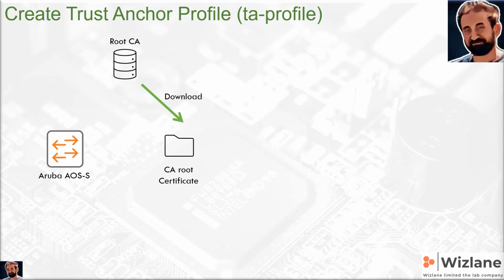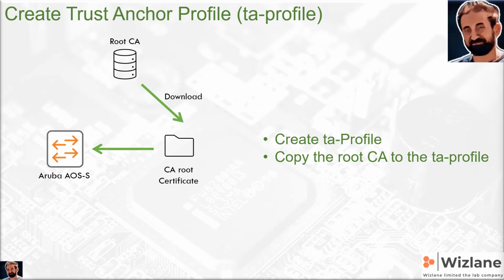That could be anything, like Central On-Premises or some other authentication server. Then we would like to create a TA profile on the switch. We will copy the root CA to the switch. After that, the switch would be able to trust the root CA. So the relationship between the switch and the root CA will be that the switch accepts that root CA certificate, meaning it is going to trust that root CA. And anything signed by that root CA will be trusted by the switch.